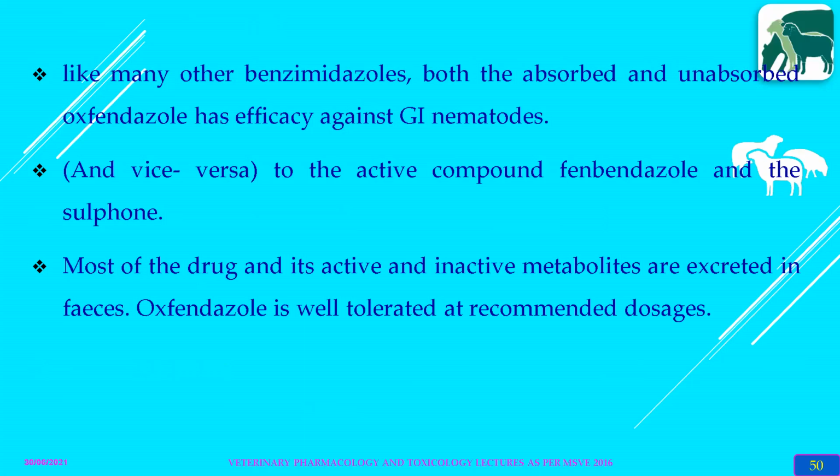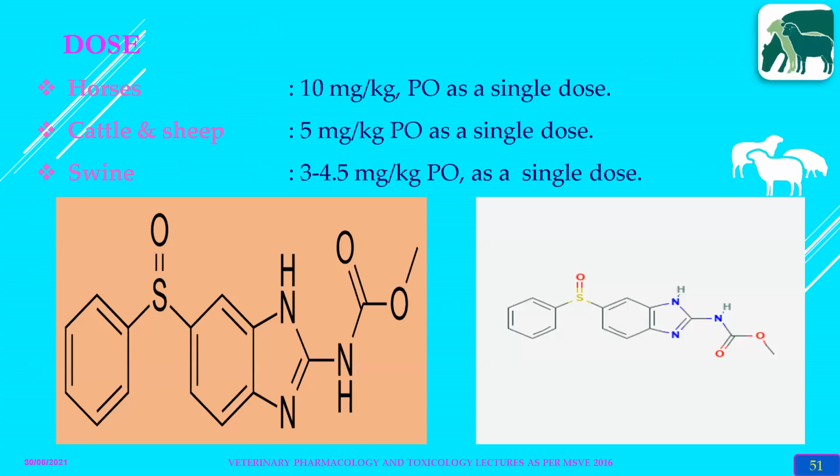Most of the drug and its active or inactive metabolites are excreted in feces. So oxfendazole is well tolerated at the recommended doses. So nothing is going to happen. The dose of oxfendazole is 10 milligram in the case of horses, sheep, and goat. It is used as a single dose remedy for the majority of helminth disorders.